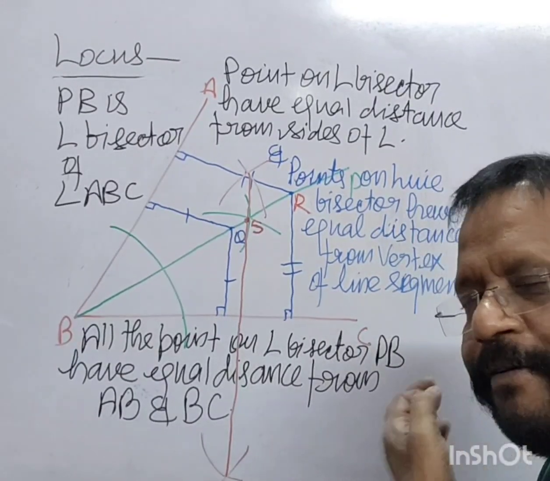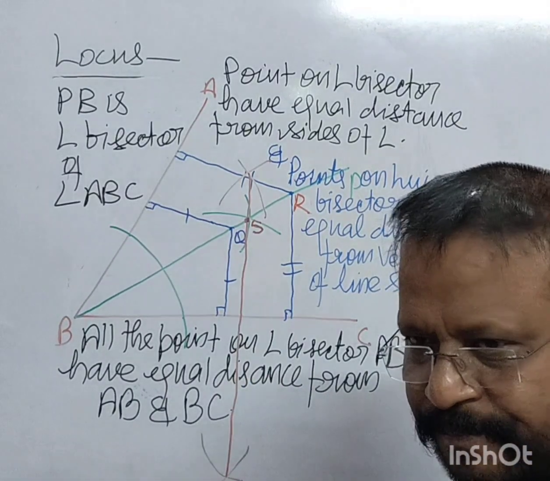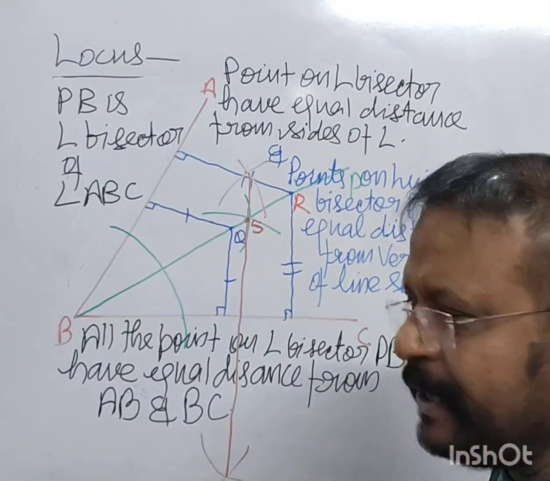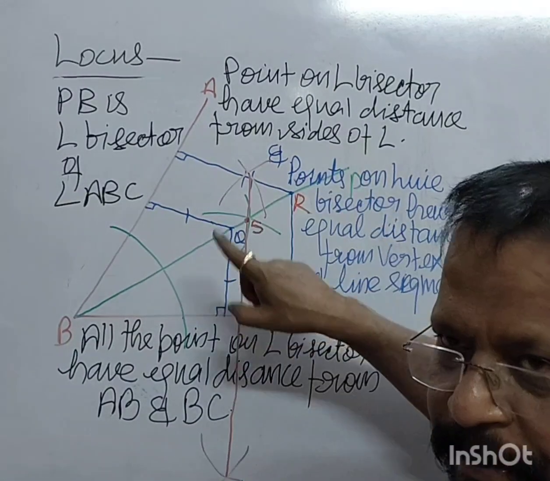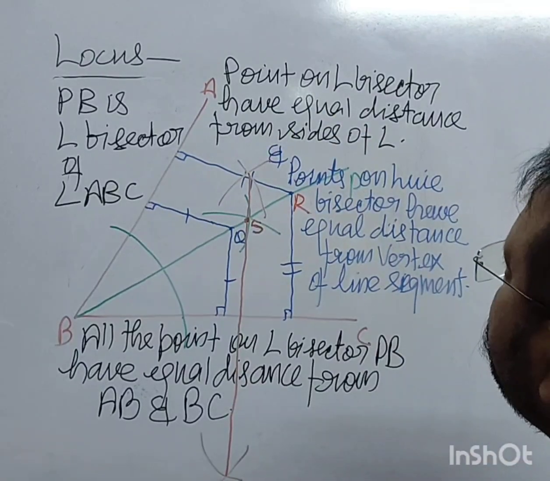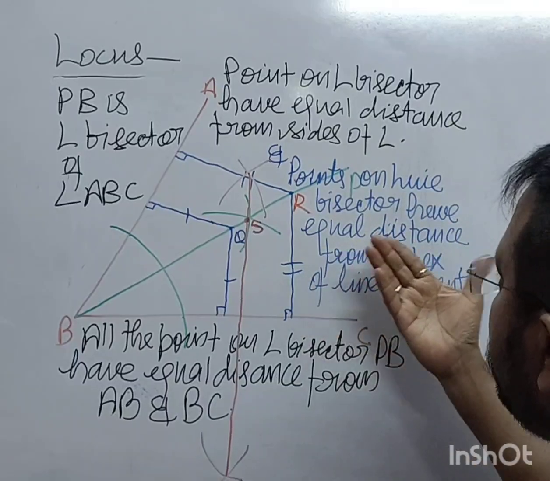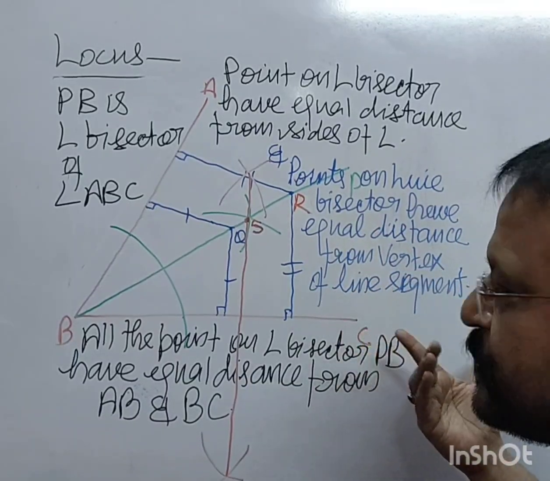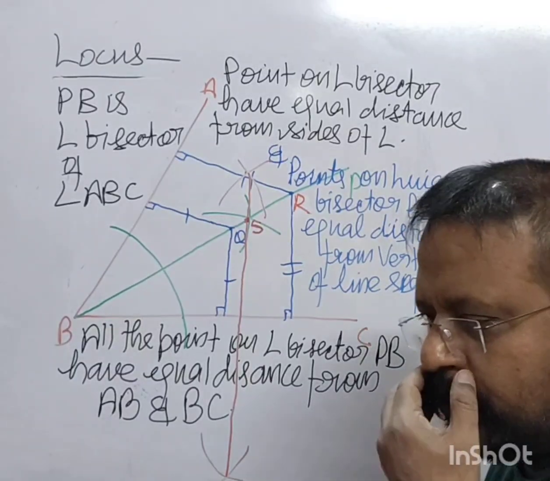Anyway, now I am going to rub this. Right? These 2 points you just make a note. I mixed everything up here. These 2 points: points on an angle bisector have equal distance from the sides of the angle, and points on a line bisector have equal distance from the vertices of the line segment. These 2 points you have to keep in mind.